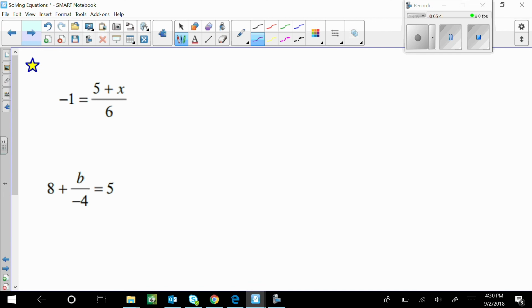Now these two are a little bit trickier. We're going to look at this first one. It says negative 1 equals 5 plus x divided by 6. So first thing I'm going to write is my do and undo over to the right. This just helps me lay out a game plan of how to solve this problem.